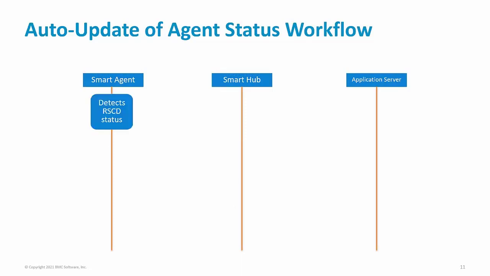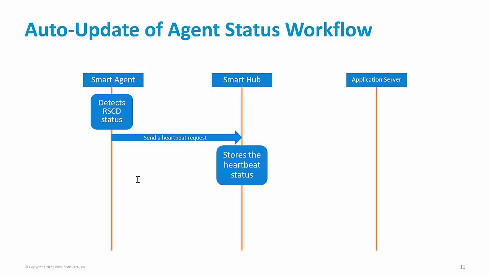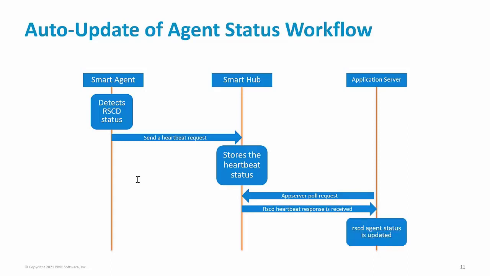Once the Smart Agent is running, it detects the status of the RACD agent on the target server and it will send the heartbeat request to the Smart Hub. This heartbeat request will contain the status of the RACD agent and its timestamp. Smart Hub verifies if the RACD status of the server has changed or not, and as per that, it will store the heartbeat request in its database. The application server will poll for this request and process it. If there is any change detected in the RACD agent status, the application server will update it.